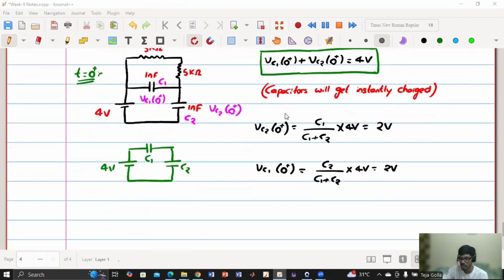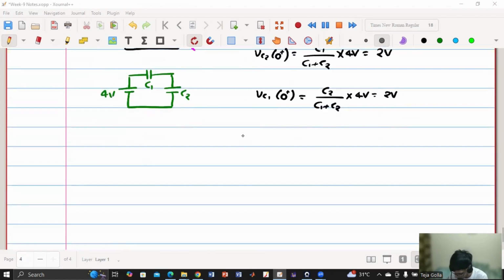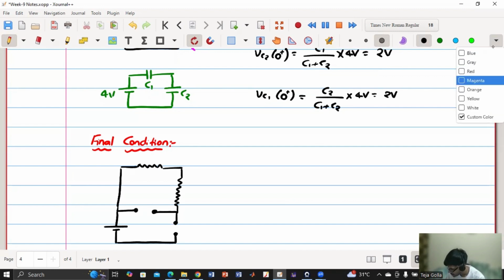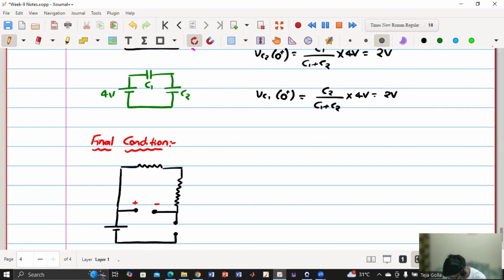So now this is the initial condition. For the final condition, what will happen? Both the capacitors will be open circuited. So let us see the final condition. After removing or disconnecting the resistors, let us see how the circuit will look. This is one terminal, this is the other terminal, and here there is another capacitor. I'll assume plus minus for C1, and I'll call it VC1. Minus VC1 plus minus VC2, and this is 4 volt, this is 5 kilo ohm, this is 5 kilo ohm.